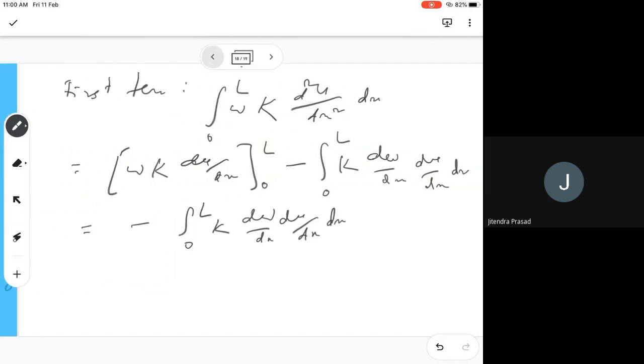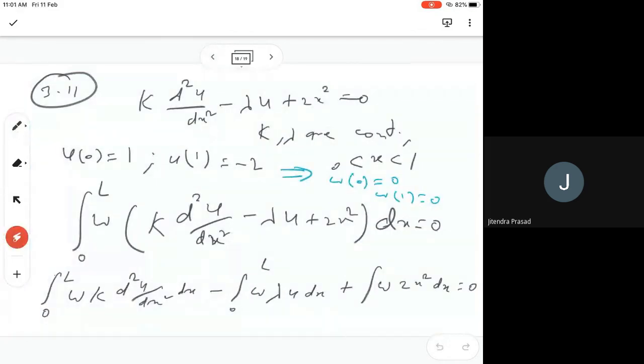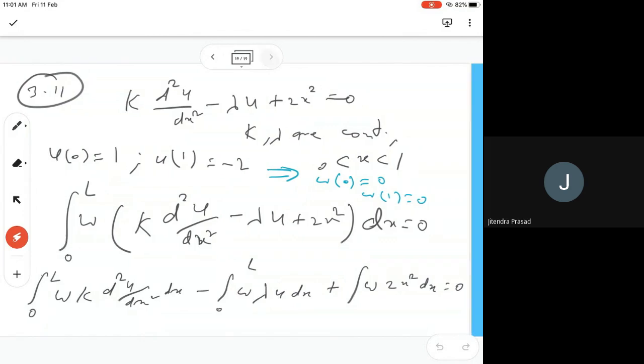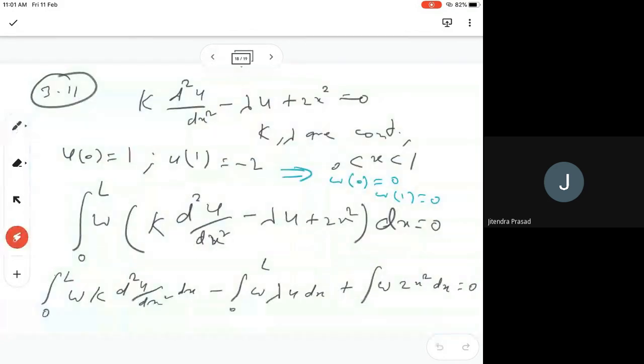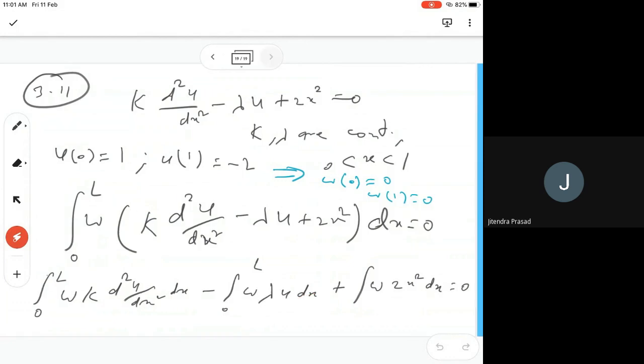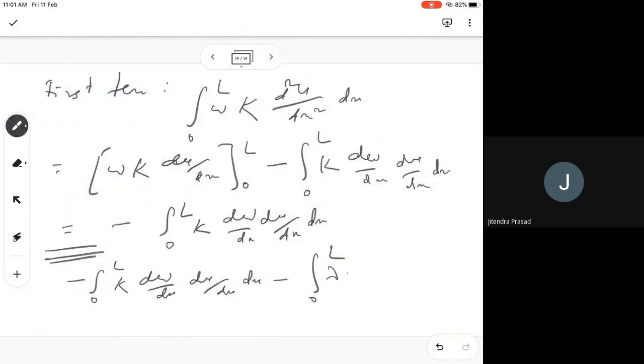All other terms remain the same. So summing them up, what you get is minus integral 0 to L of k dw over dx du over dx dx, minus integral 0 to L of lambda W u dx, plus integral 0 to L of W 2x square dx is equal to 0.